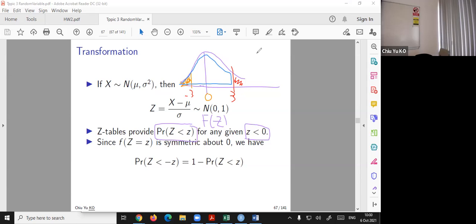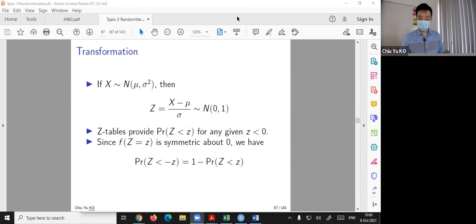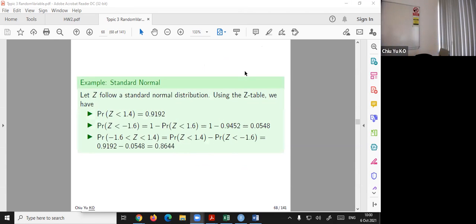So that's what I said. Because of symmetry, this is the same as this guy. Let me repeat the argument: because the bell is symmetric, yellow is equal to red, so if you want to find the blue, it will be 1 minus red. The same idea applies here. Now, we will not look at the Z table because here we'll use Excel.